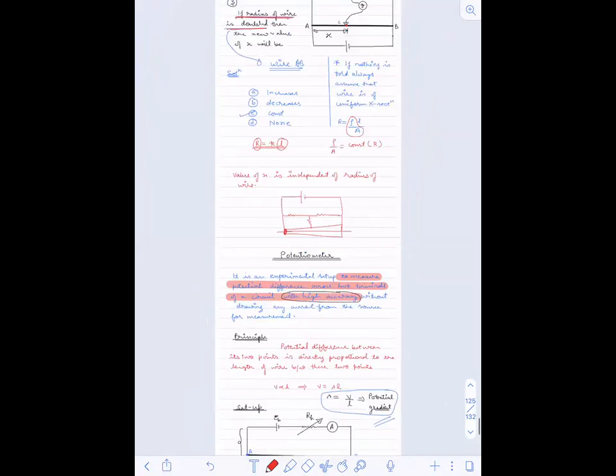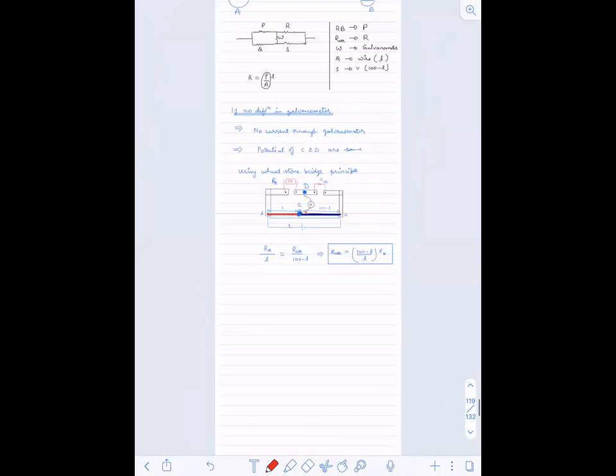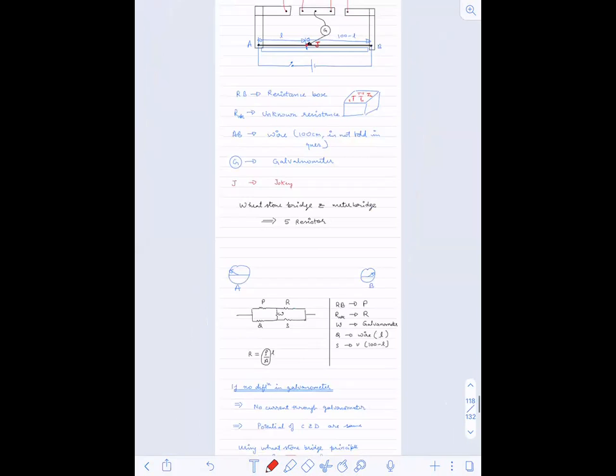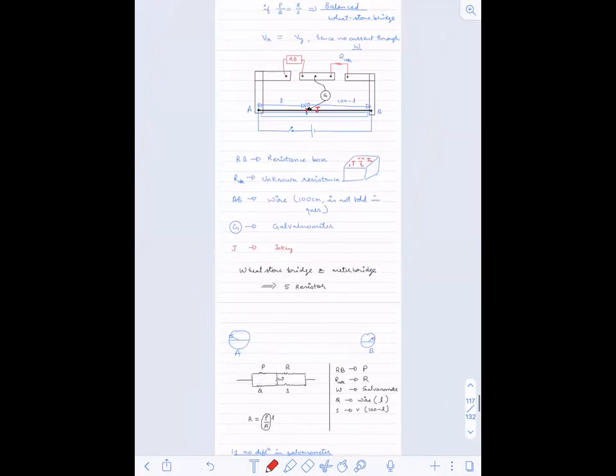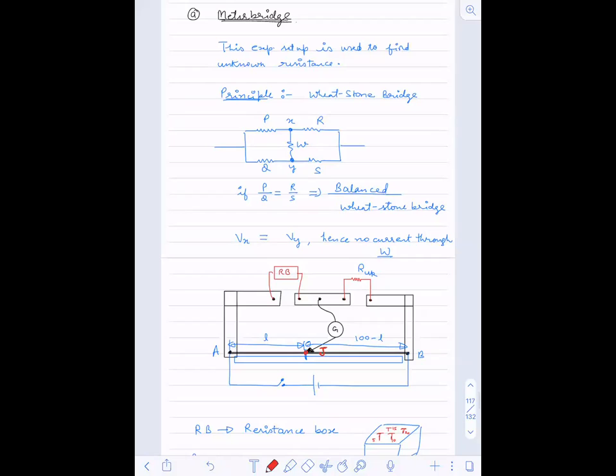Questions we will be doing tomorrow. So this is the meter bridge. We started from the meter bridge, so start taking notes from this. Do it fast.